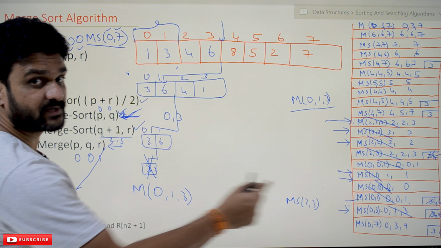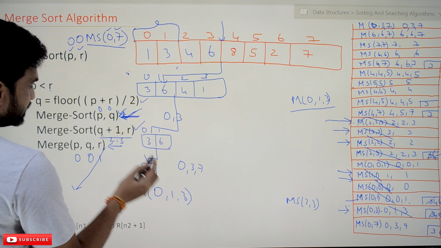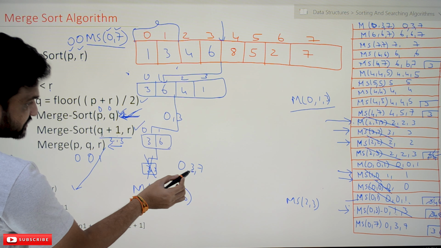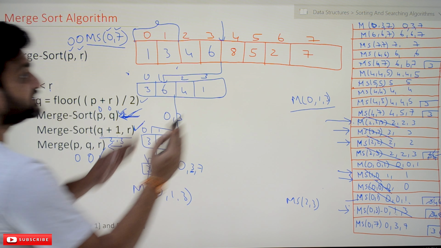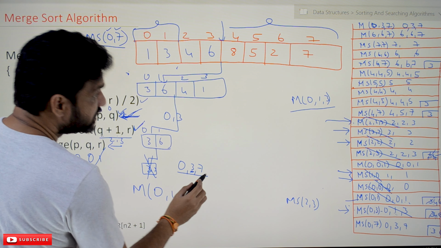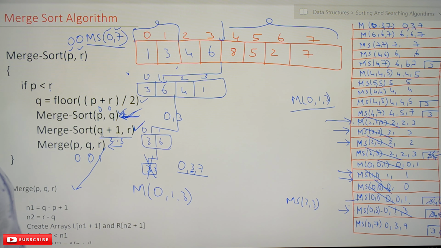So the value of PQR is 0, 3, 7. The fourth line is Q plus 1, which means 3 plus 1, which is 4. 4 comma 7 is the part we are going to worry about now. This fourth line of code, for these values, is this part of the array that we are going to sort. Try to get that point.